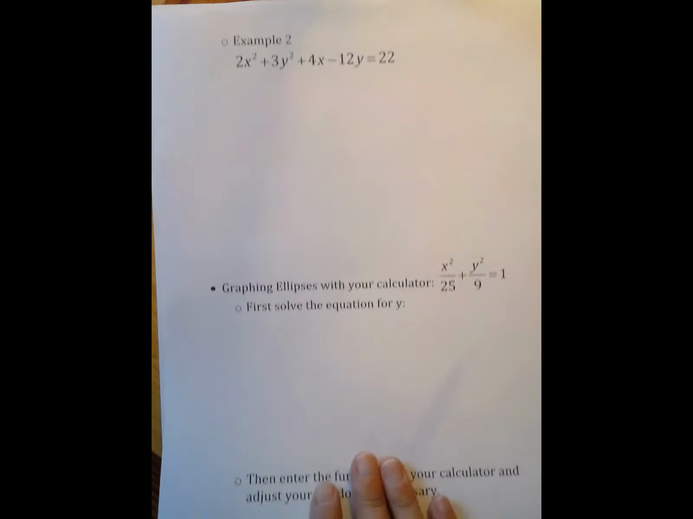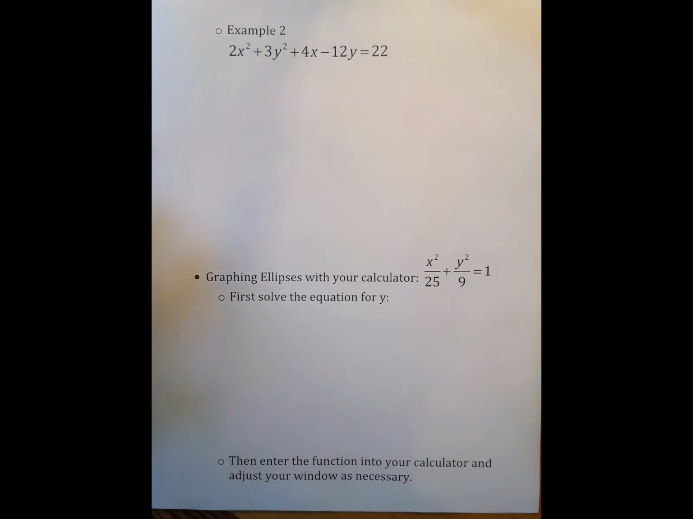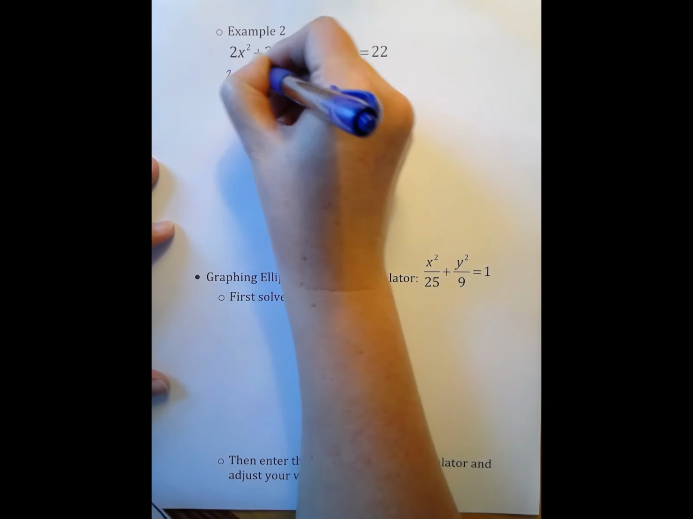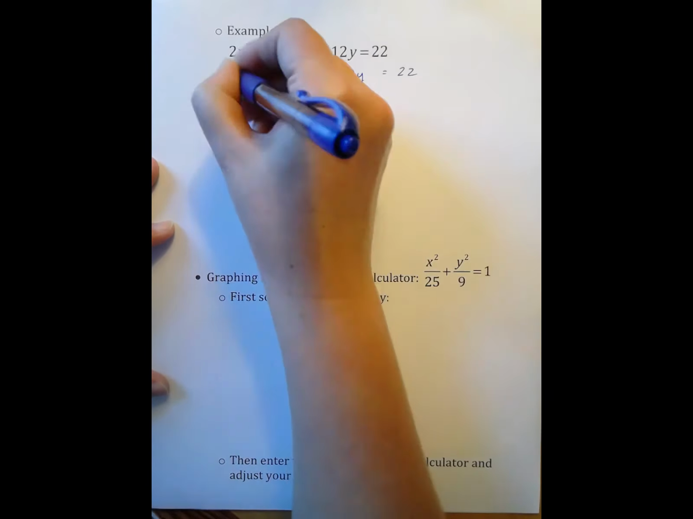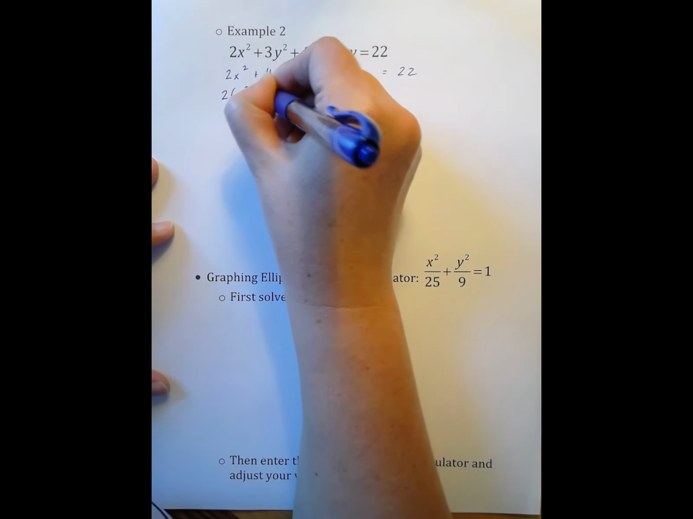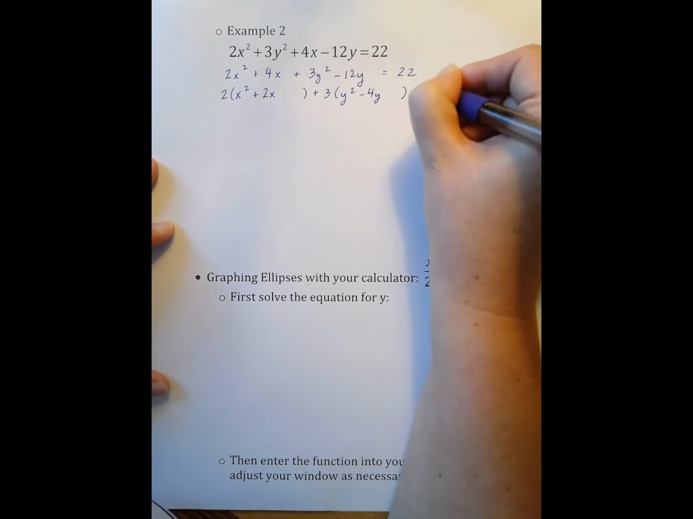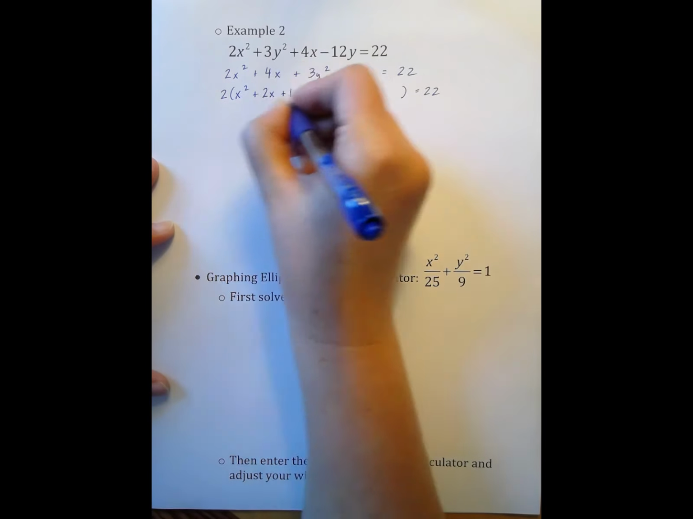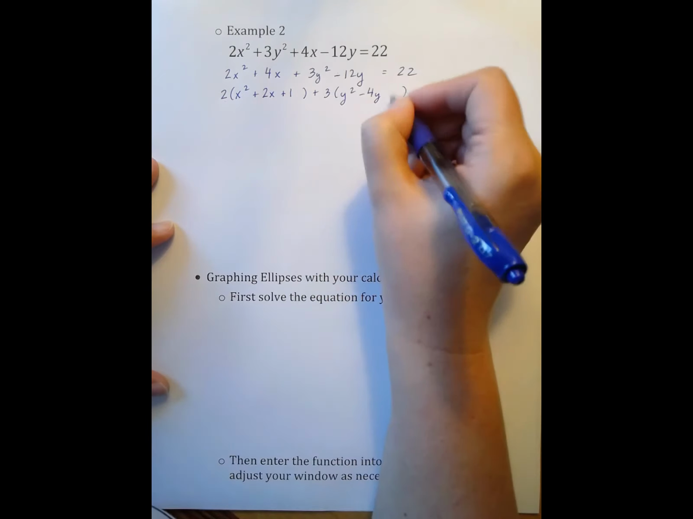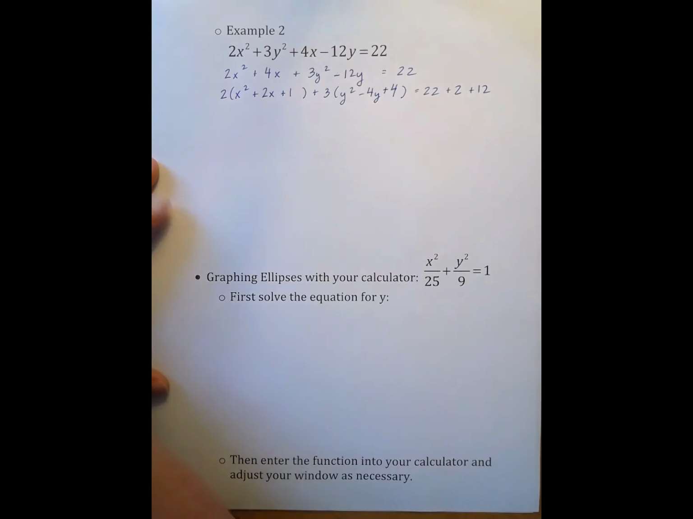Let's look at a second example using that same process. In this case, we've made it a little bit more difficult because now I have a coefficient in front of my x's and my y's. So again, I regroup my x's, regroup my y's, factor out the coefficient in front of my x's, and factor out the coefficient in front of my y's. Complete the square here, so that's plus 1, but really I've added 2 times 1, so plus 2. Complete my square here, so that's plus 4, but I've really added 3 times 4, so that's plus 12.